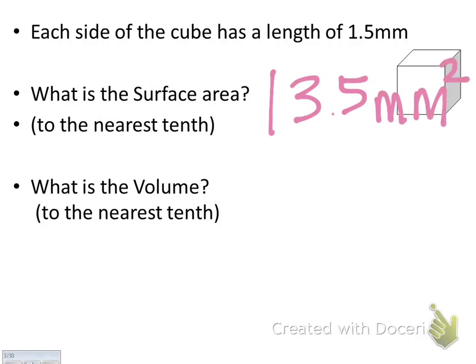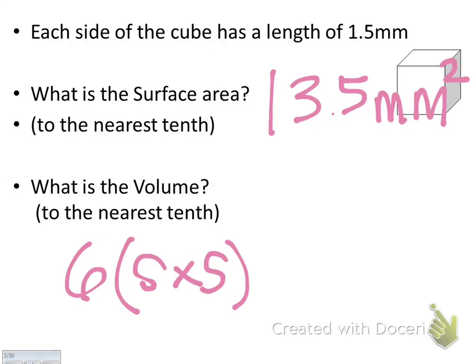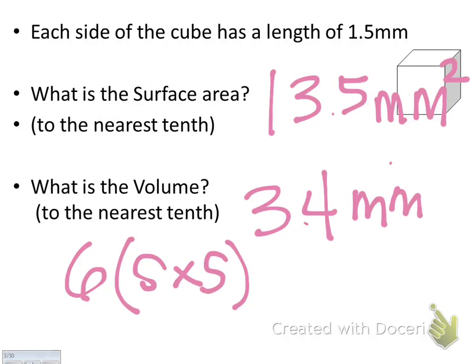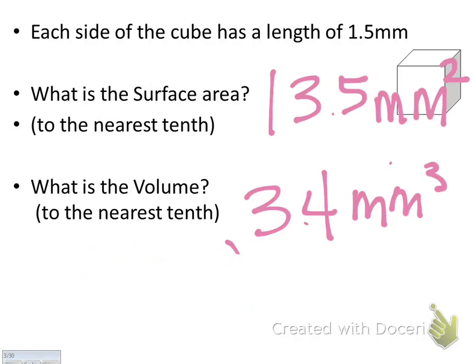On the second one, the volume should be 6 times side. So 6 times 1.5 times 1.5. And that gives you 3.4 millimeters cubed. I did that wrong. Surface area is the one. Oh, I did that wrong. Okay, so the volume is length times width times height. So 1.5 times 1.5 times 1.5.